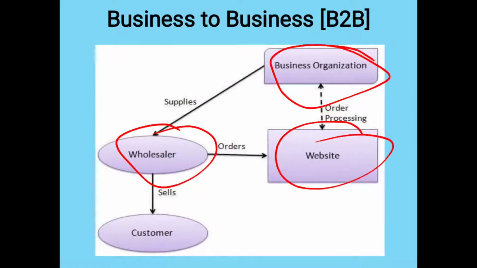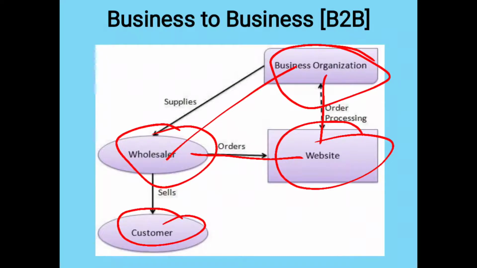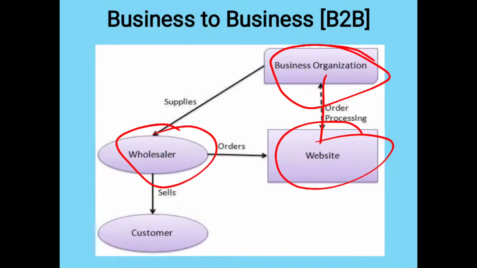The business organization goes to the website, the wholesaler goes to the website, and the items are supplied by the business organization to the wholesaler. The wholesaler then sells to the consumer, but that is a different issue. We are not bothered about this. The main concern is business, wholesaler, website. So the wholesaler goes to the website, the business goes to the website, and the business gives the product to the wholesaler. This model you have to keep in memory.